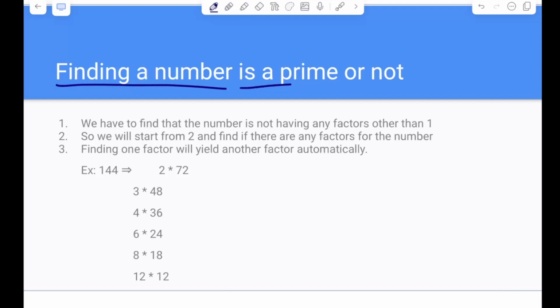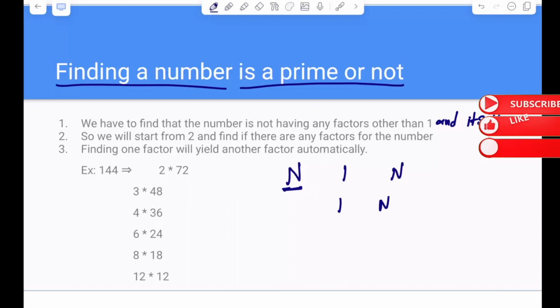Now let us see how to find whether a given number is a prime number or not. If the given number n has no factors other than 1 and n, then the number is called a prime number. So what we have to do? We have to find out if there are any factors between 1 and n. If you find even one factor, then we can say that the number n is not a prime number. If you don't find any factors between 1 and n, then we will say that n is a prime number.